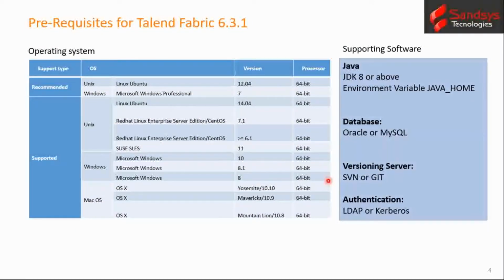Next, coming to the prerequisites to install Talend Data Fabric 6.3.1, we need an operating system that might be a Unix machine or a Windows machine. For Windows, Windows 7 is currently recommended. For Unix, Linux Ubuntu 12.0.4 is recommended. But the supported versions of Windows are Windows 10, Windows 8.1, and Windows 8, and for Unix, Linux Ubuntu and Linux Enterprise 6.1. These are supported.